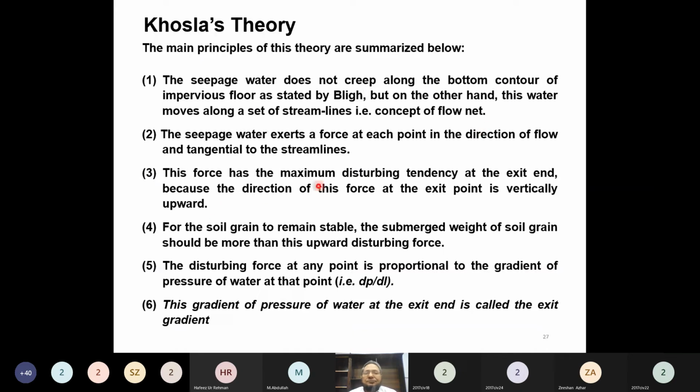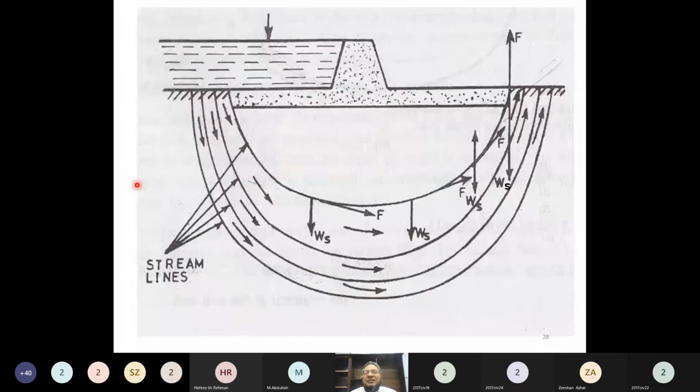So now, because he said that at this point, the exit gradient would be vertically upward, which is shown in this diagram. Now this is a concrete structure, and this is the head of water. So let's say these all are streamlines, and he has not shown equipotential lines here, just these streamlines.